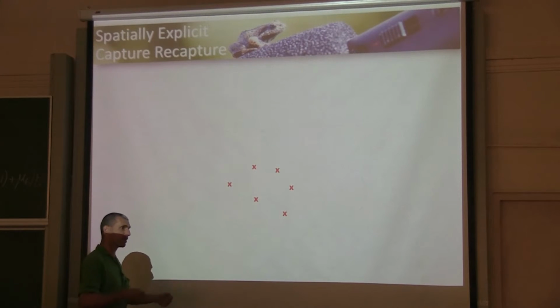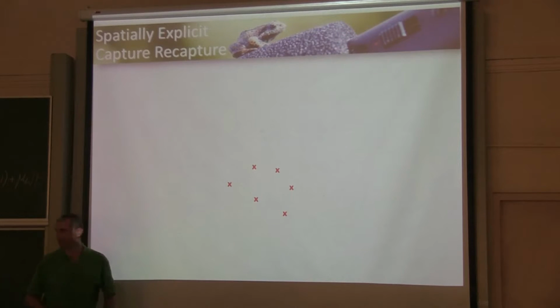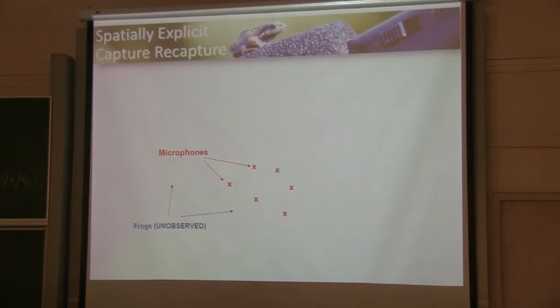Now, it turns out that you can extend this technique to not only physically capturing and recapturing animals, or photographically capturing and recapturing them, but also you can do it with sound. So you can do something called acoustic spatially explicit capture-recapture. So imagine that these 6 crosses are microphones, and that here we have a number of frogs in an area.